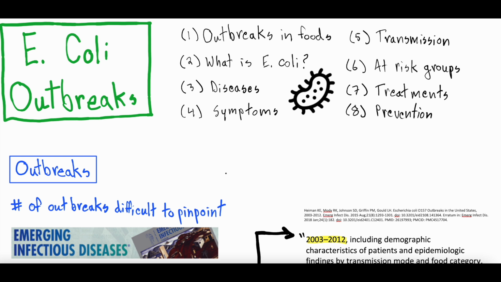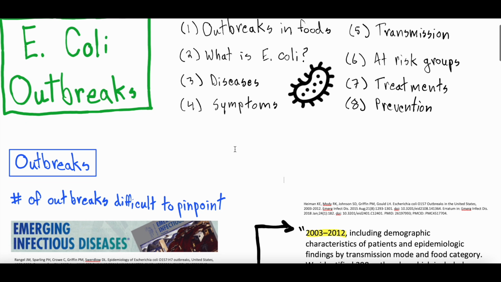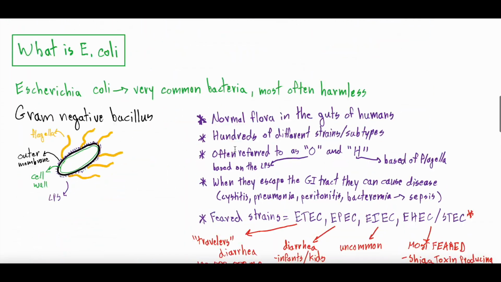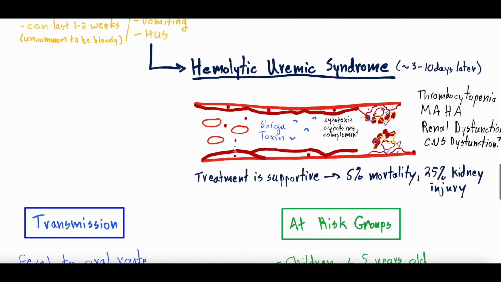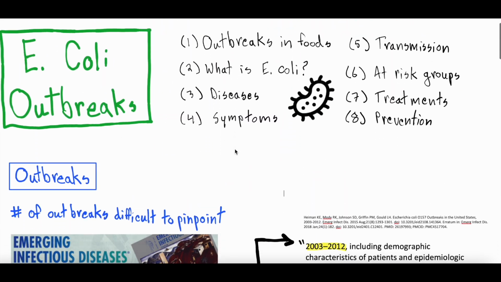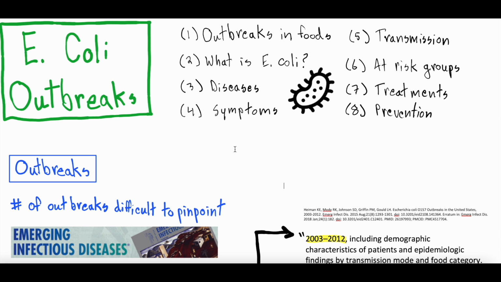Specifically, we're going to talk about outbreaks in the past, current outbreaks, foods that are often found to have outbreaks. We're going to then dive into what E. coli is, the diseases it causes, the symptoms of those diseases, how it's transmitted, what groups are at particular risk, what treatments are available, and then how to prevent that. So that's what we're going to discuss in the video today. Hopefully, a lot to be learned and lots of things to take from it so we could better understand some of the news articles out there circulating.